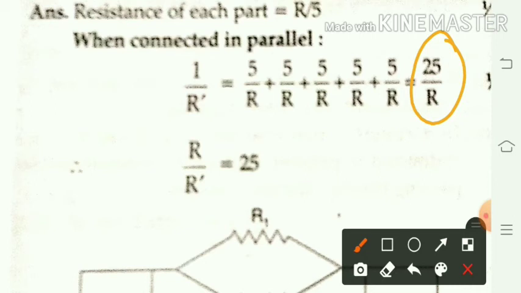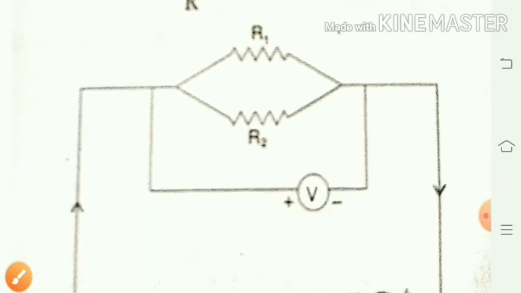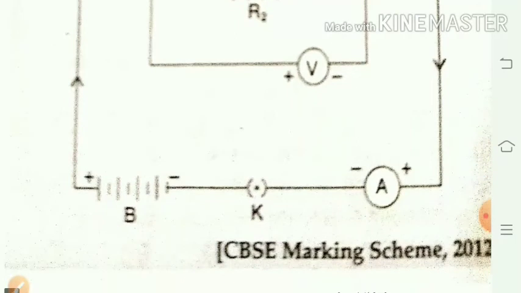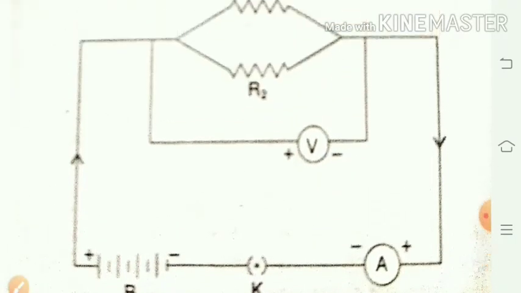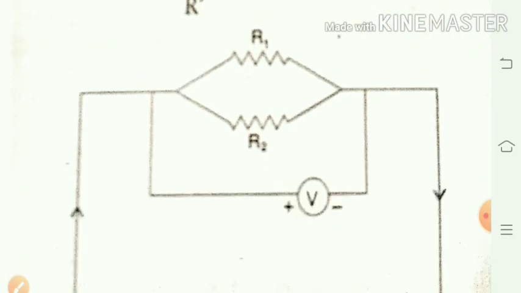Now this R dash we have got here already. We will take this to the other side. Then we are getting the value of R upon R dash equal to 25. See the arrangement. R1, R2 are in parallel. The voltmeter is always connected across these resistors. And here we are getting the answer, that is, the R to R dash value becomes equal to 25:1.